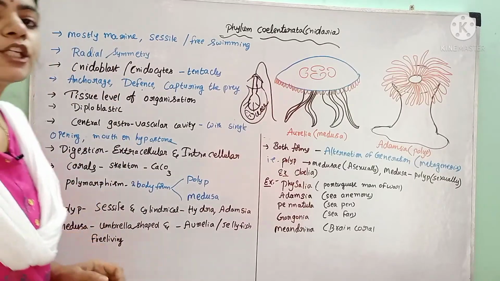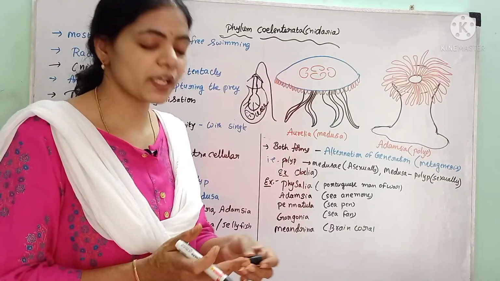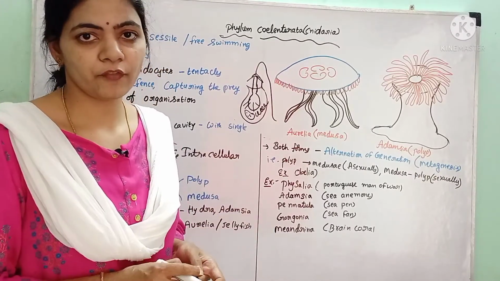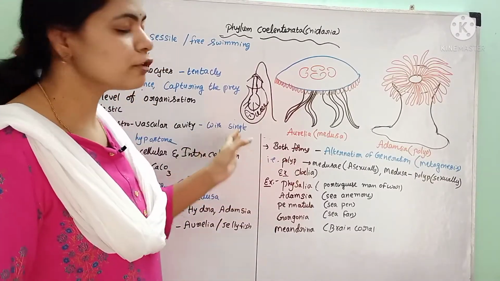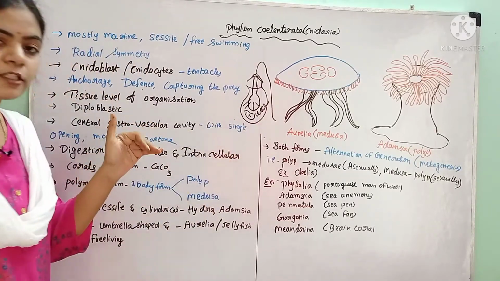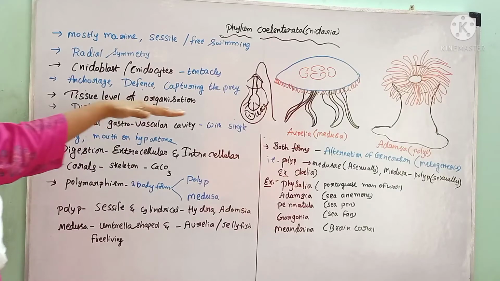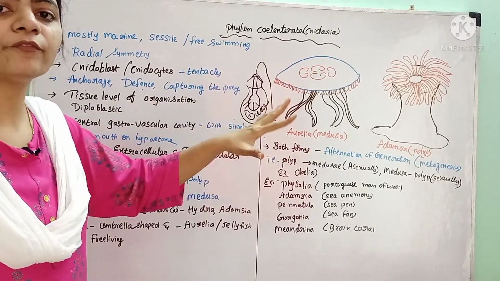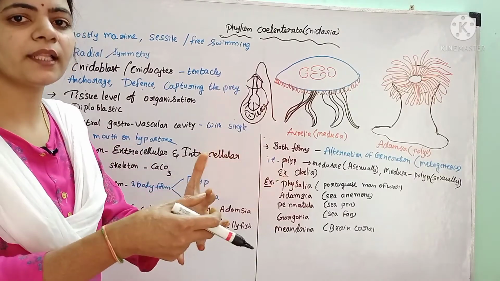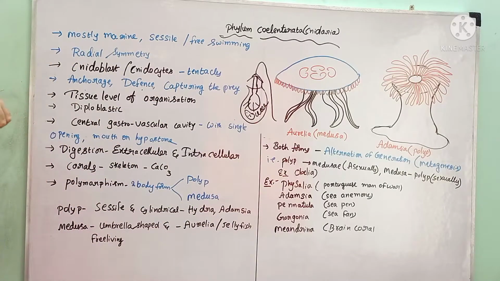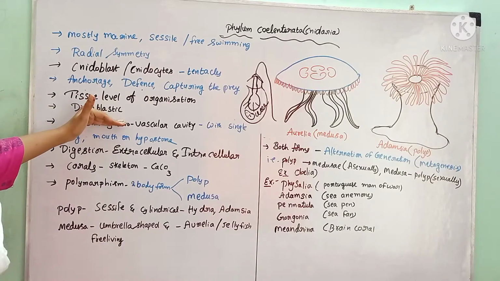And they exhibit tissue level of organization. We have studied that poriferans exhibit only cellular level of organization. These coelenterates are somewhat more advanced than the poriferans, that is they exhibit tissue level of organization. What is tissue level of organization? The cells which exhibit a common function group together and form a tissue. So they exhibit tissue level of organization, and these are diploblastic animals.